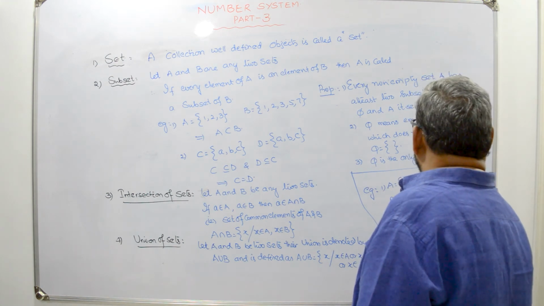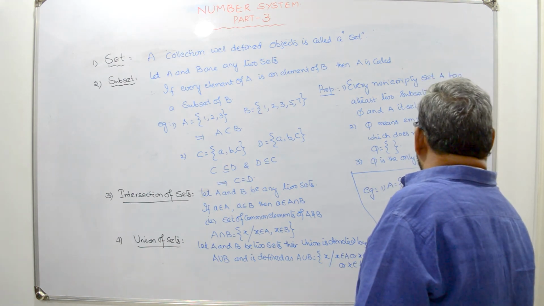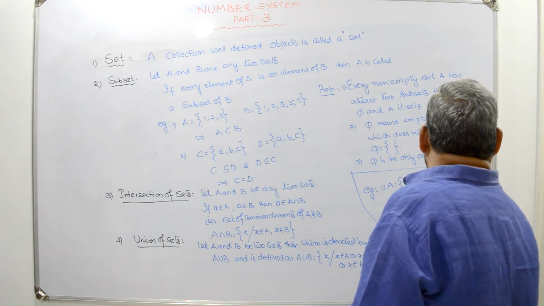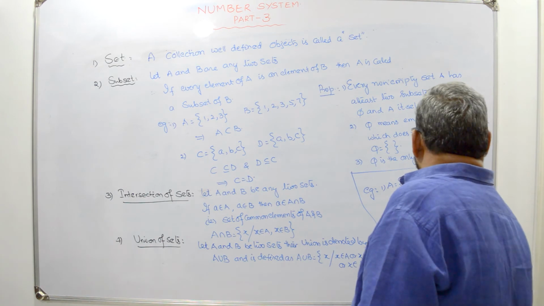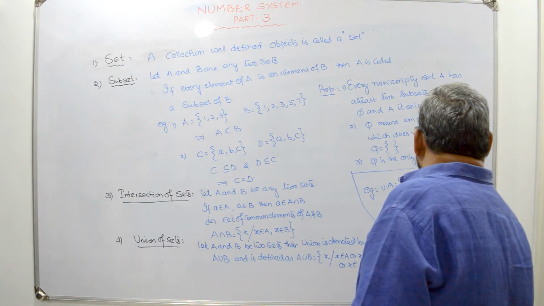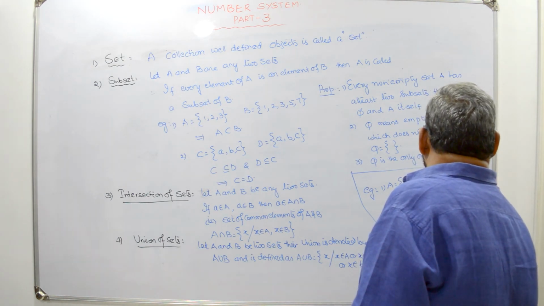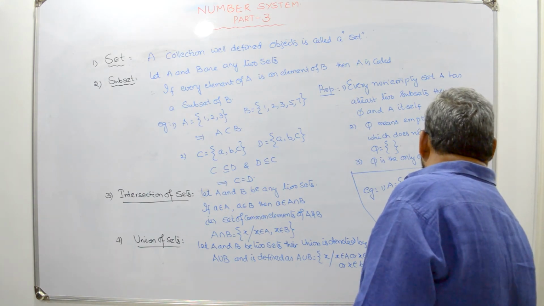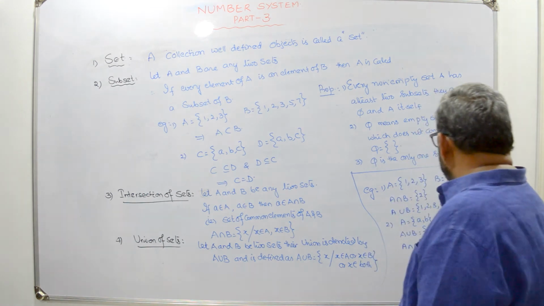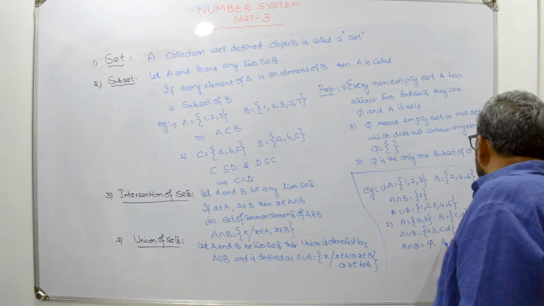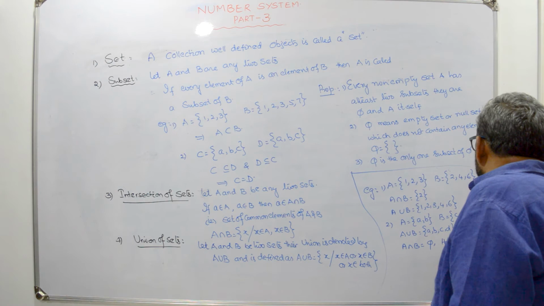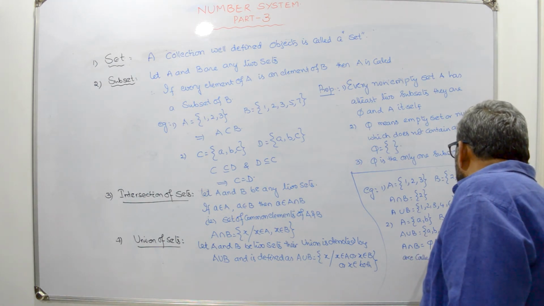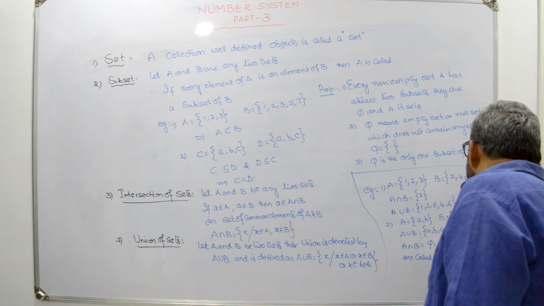Second example. A is equal to {a, b}. B is equal to {c, d}. A union B is equal to {a, b, c, d}. A intersection B: they have no common elements. So, empty. Here, A and B are called disjoint sets.